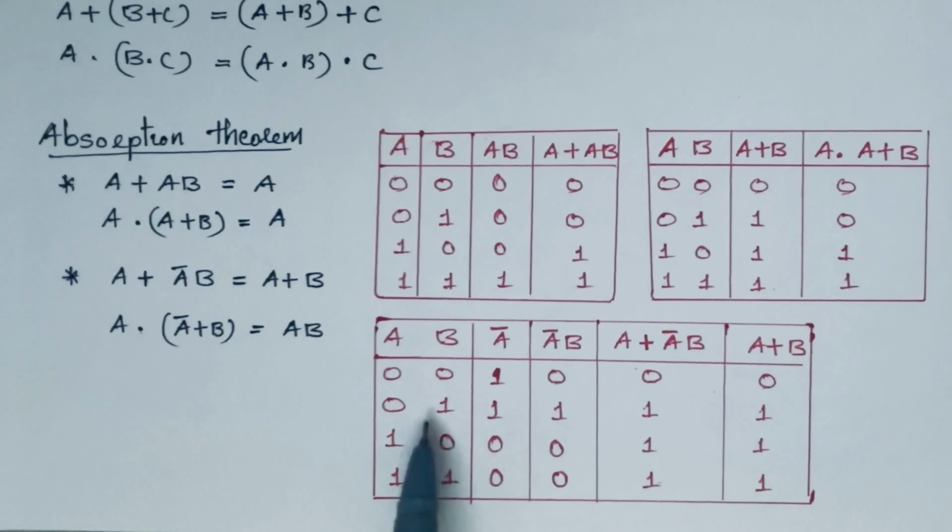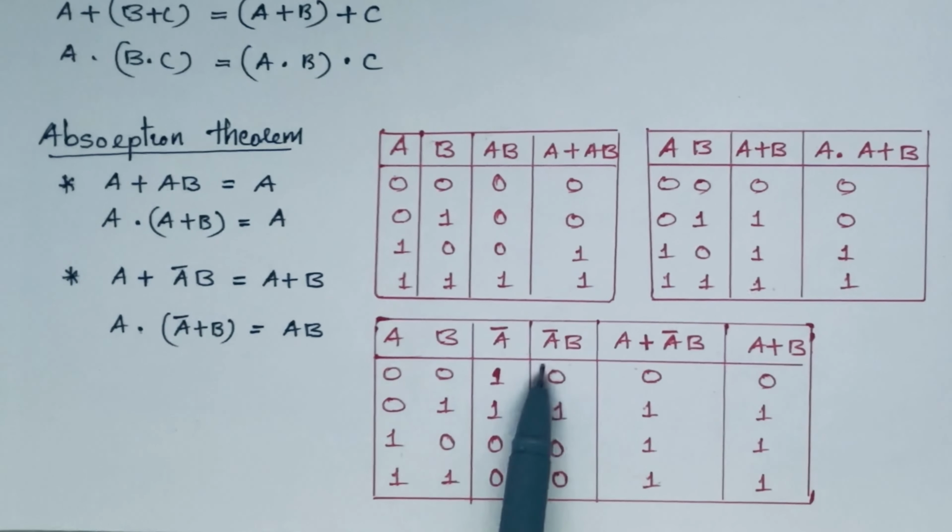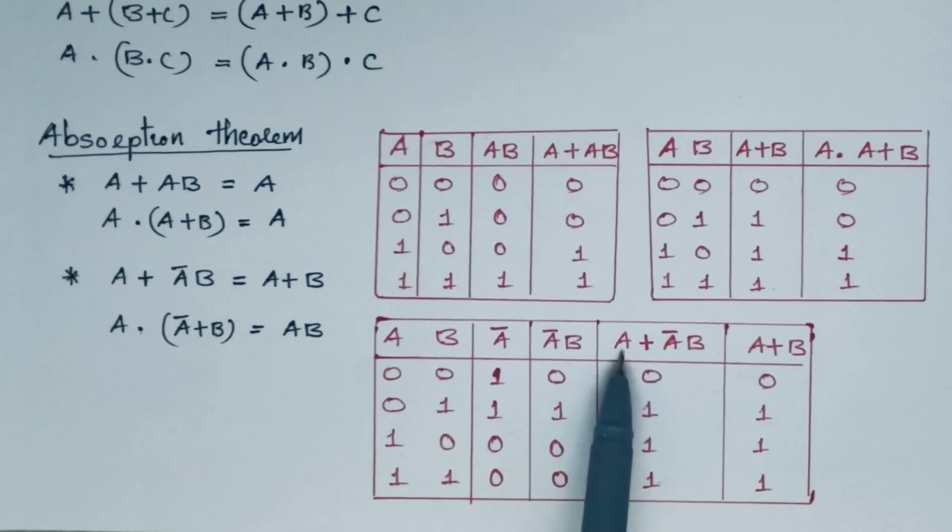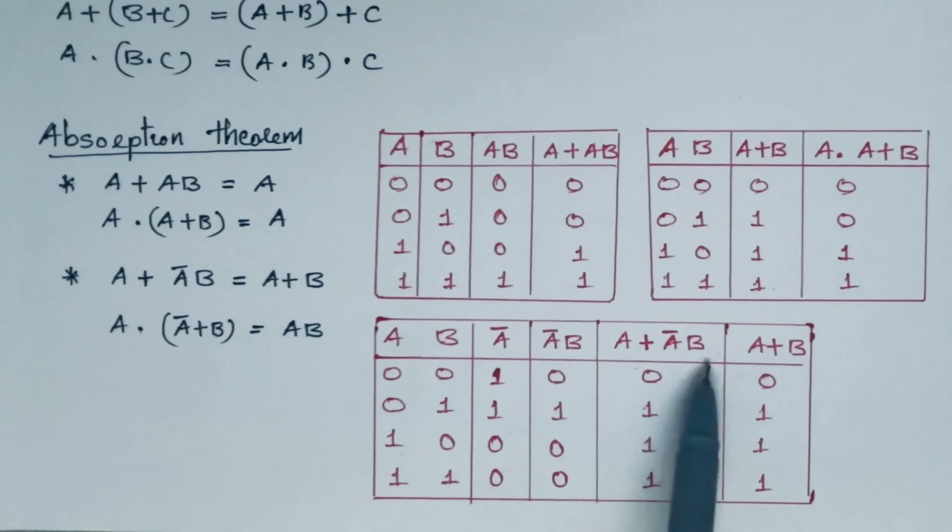Now we will see the proof of this theorem. Again, 2 variables are there. So writing only 4 combinations: 0 0, 0 1, 1 0, 1 1. And for the LHS part, we want A bar B to be added with A. So first we are going to find out A bar. Then we will multiply A bar into B. Then we will find out A plus A bar B, and that should be the same as the RHS, A plus B.